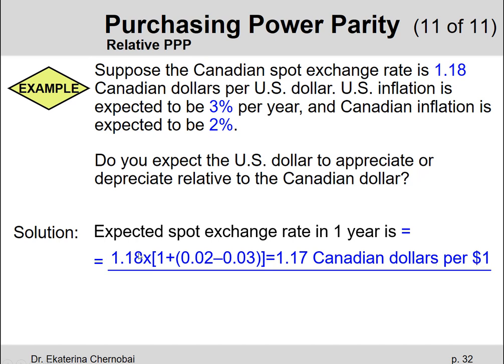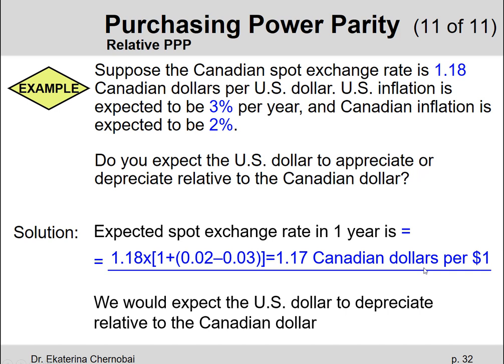So the number will drop, right? The number is expected to drop. If the amount of Canadian dollars per US dollar is expected to drop, who would benefit from that? Canadians or Americans? Well, each dollar will buy us fewer Canadian dollars, right? Each US dollar will buy us fewer Canadian dollars. So that's a bad thing for the US dollar. And so we say that we expect the US dollar to depreciate relative to the Canadian dollar.